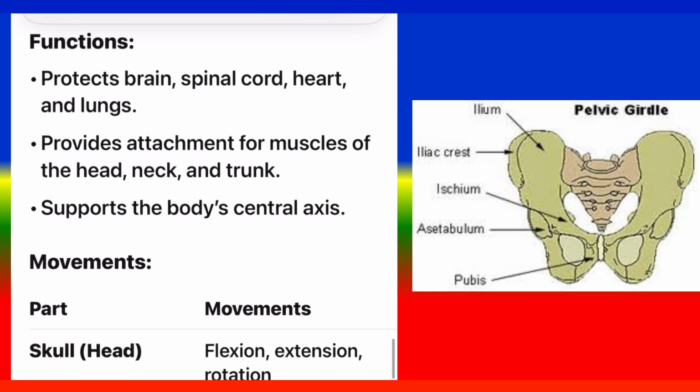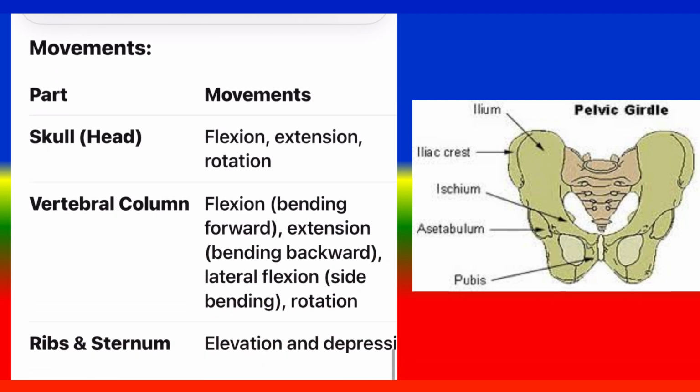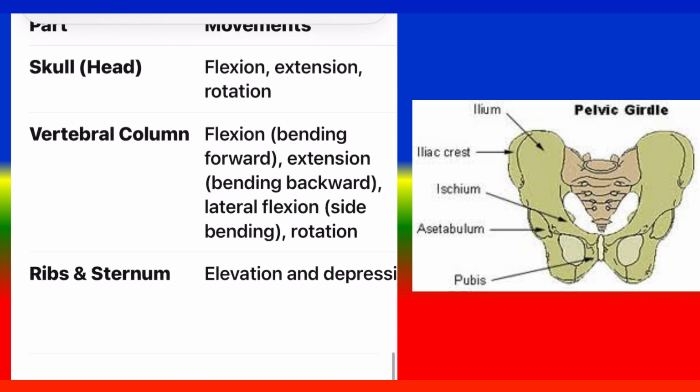Functions. Protects brain, spinal cord, heart and lungs, provides attachment for muscles of the head, neck, and trunk. Supports the body's central axis. Movements, examples. Skull: flexion, extension, rotation, side bending, nodding yes and shaking no.